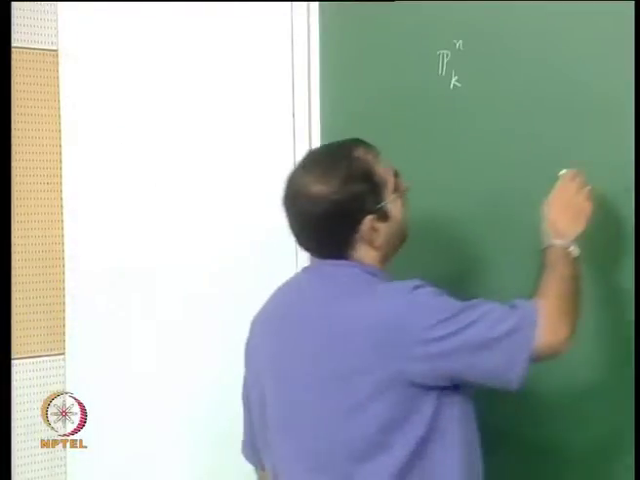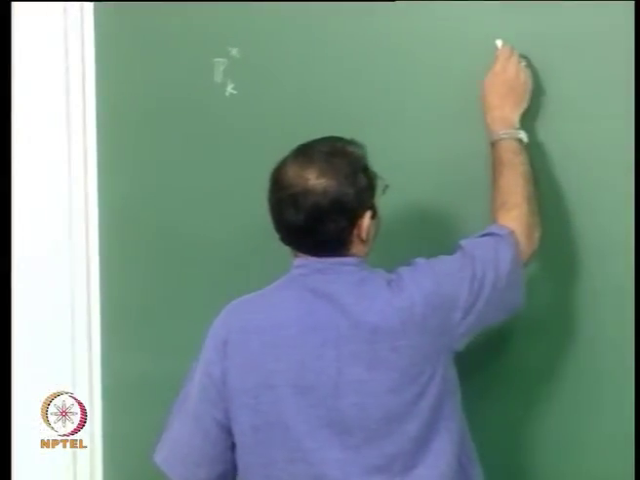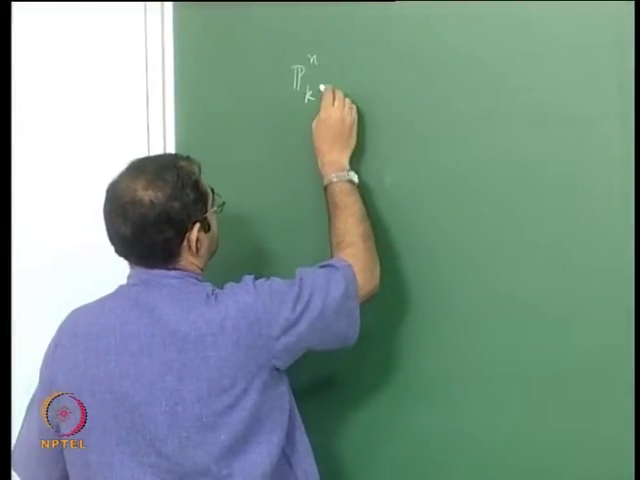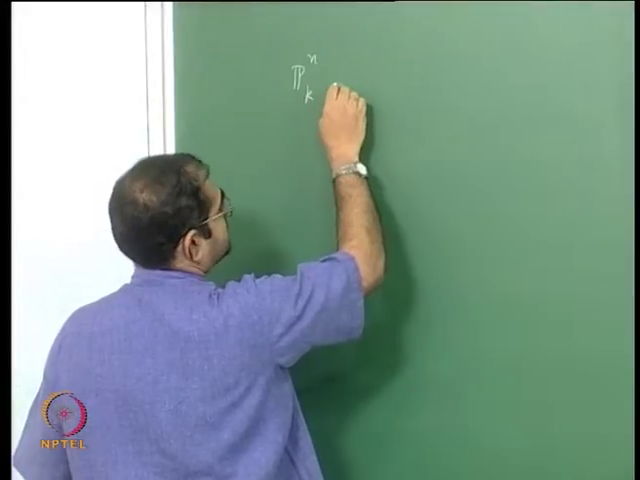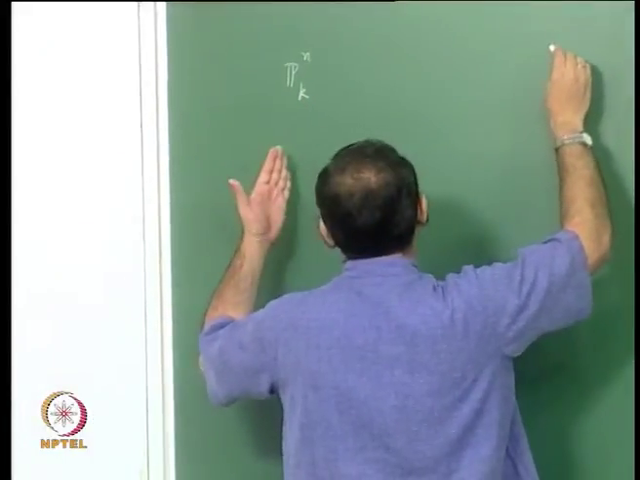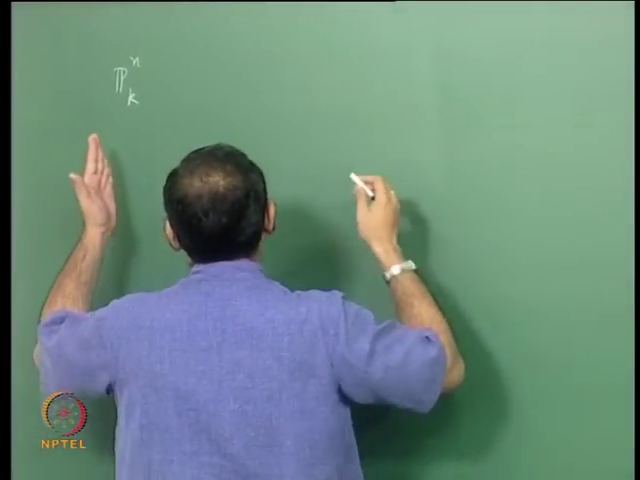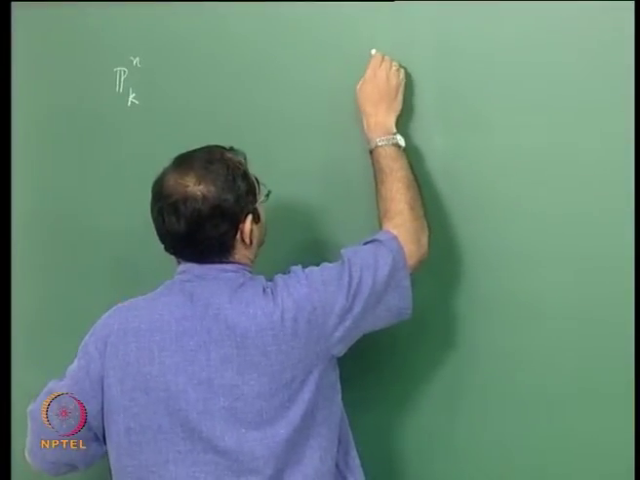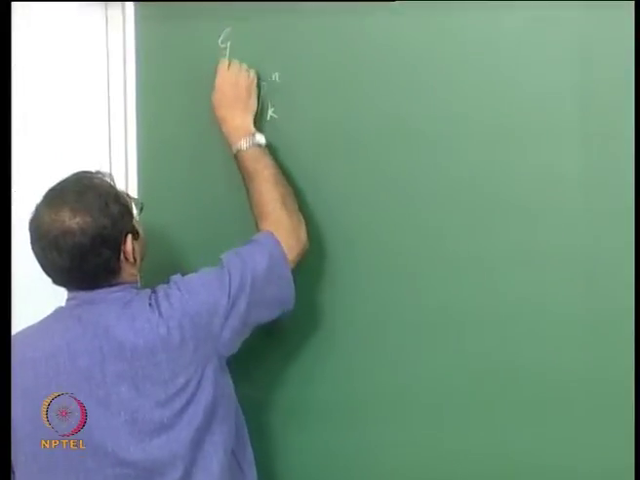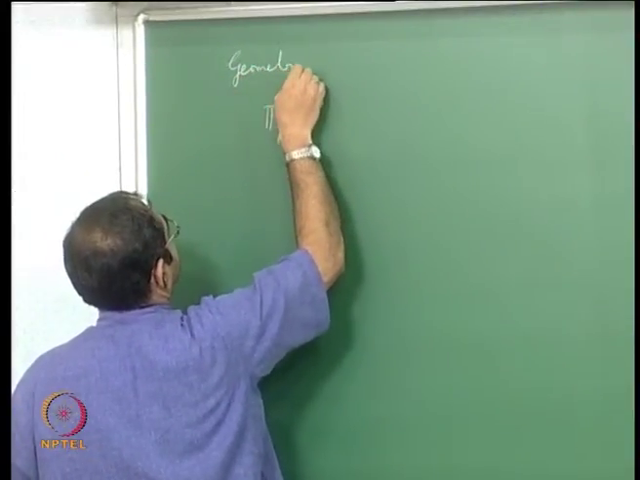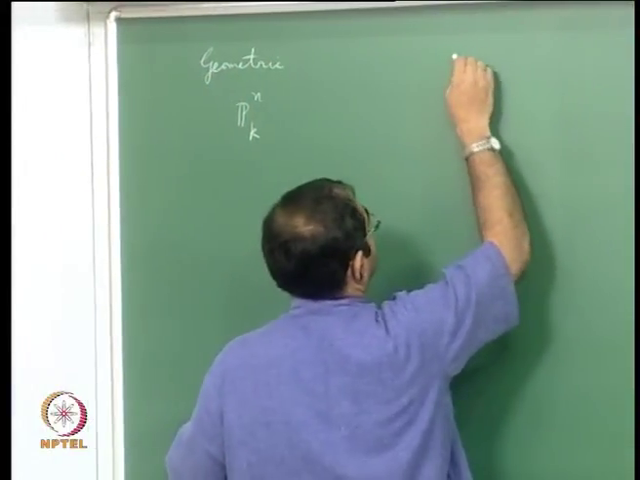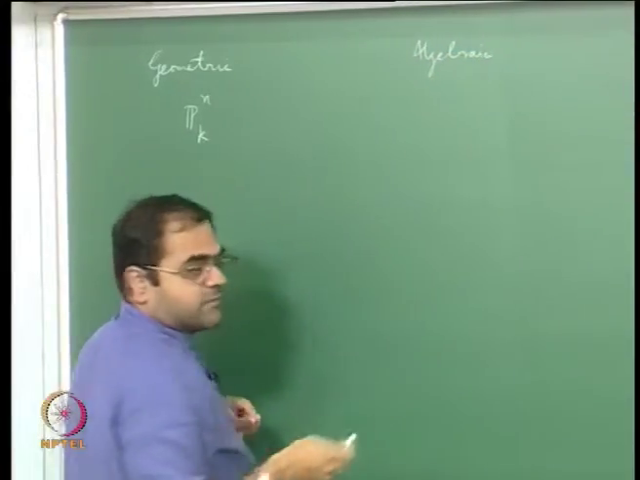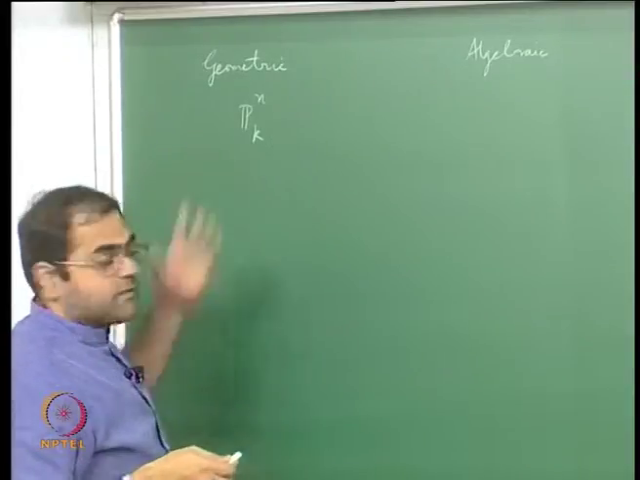Okay, and in fact if you remember, there was a very nice picture, one giving the geometric side and the other the algebraic side. So this is the geometric side and this is the algebraic side. This is a picture very similar to the affine case.